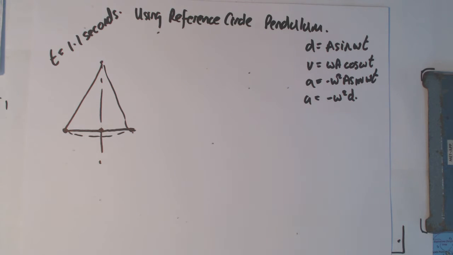What I want to do here is just do another example with the reference circle and show you how we get the same sort of answers with the reference circle for a pendulum, even though the whole pendulum is a little bit different.